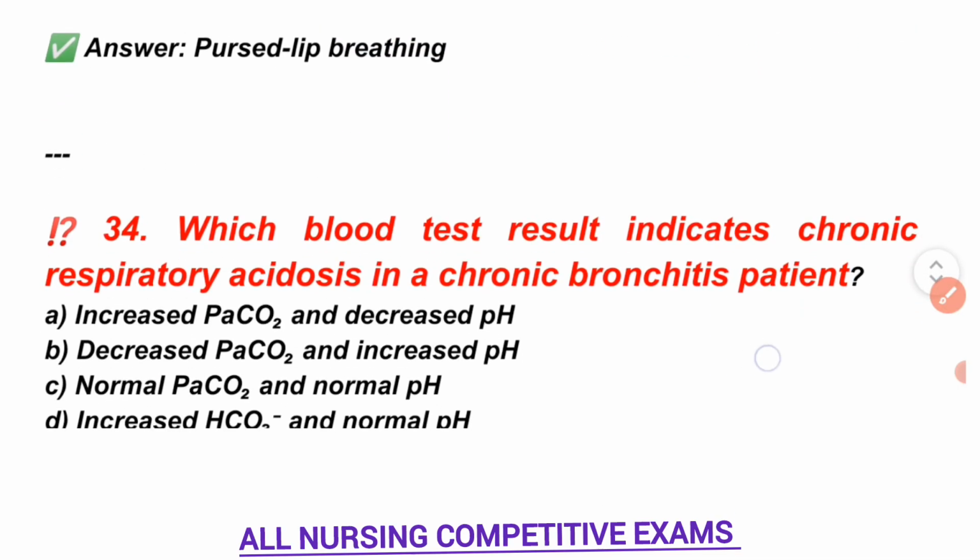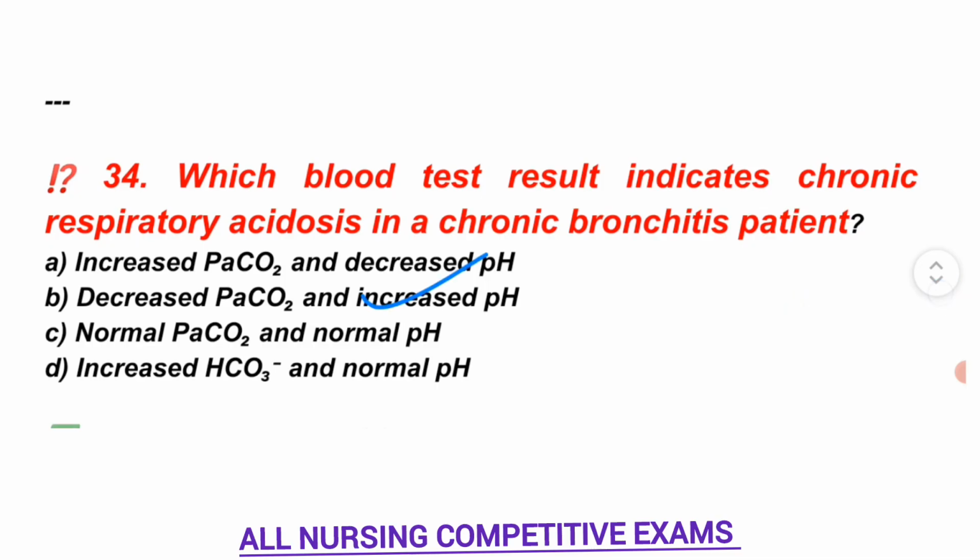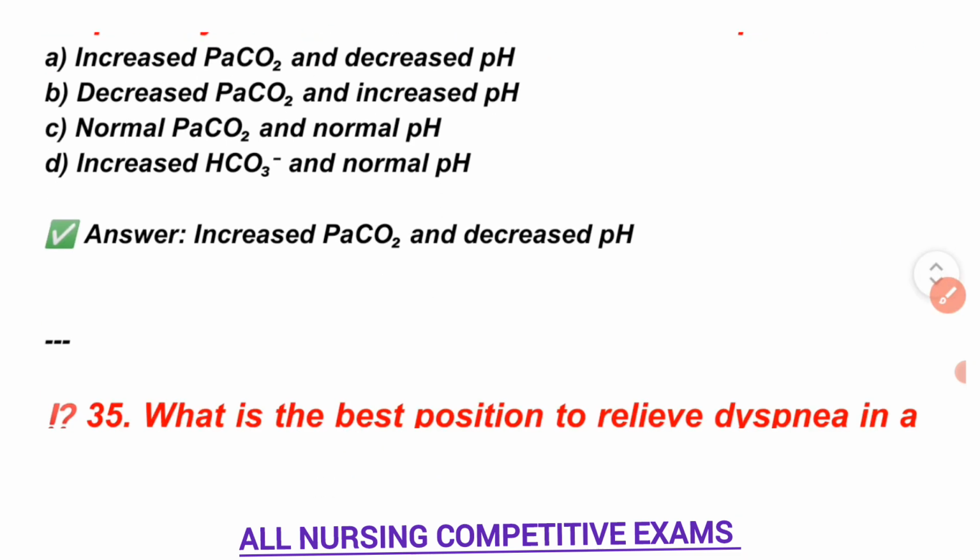Question number 34. Which blood test result indicates chronic respiratory acidosis in a chronic bronchitis patient? Right answer is option increased PaCO2 and decreased pH. Option A is the correct answer.